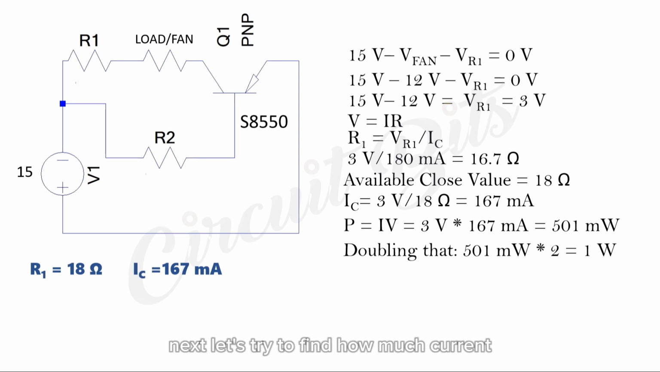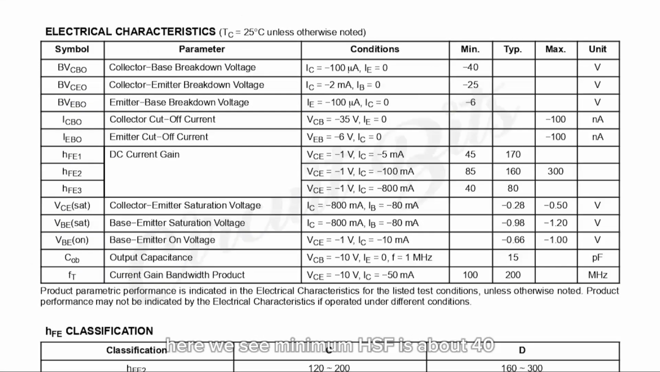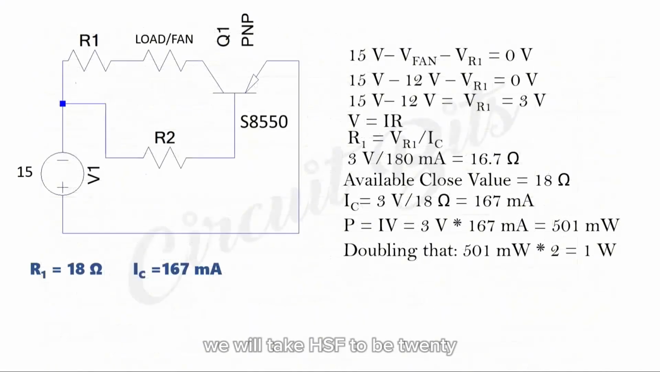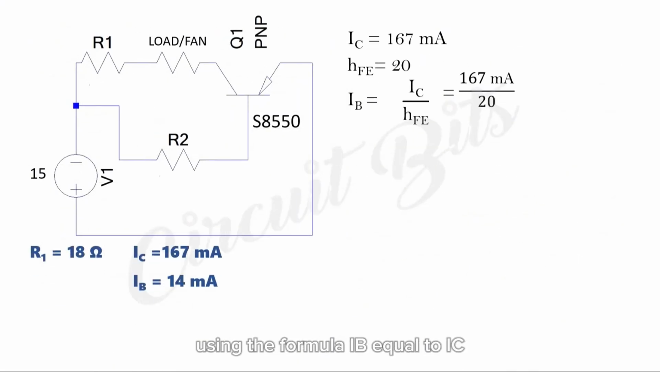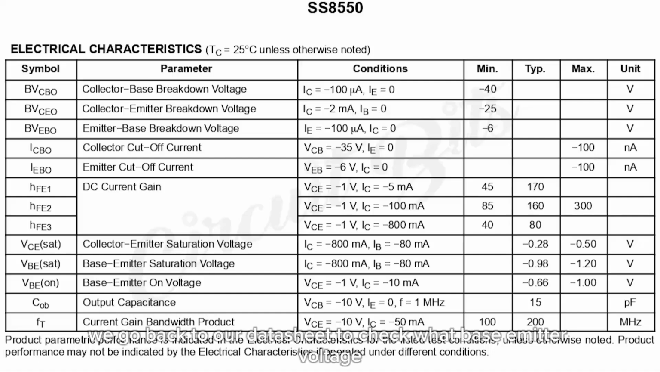Next, let's try to find how much current we have to pass through our base to make our transistor saturate at 167 milliamps current. So let's go to our data sheet. Here we see minimum HFE is about 40. So to ensure saturation we go lower. We will take the HFE to be 20. Using the formula IB equal to IC over HFE, we have 167 milliamps divided by 20, which would give us 8.35 milliamps.